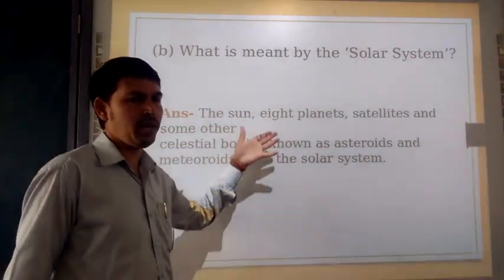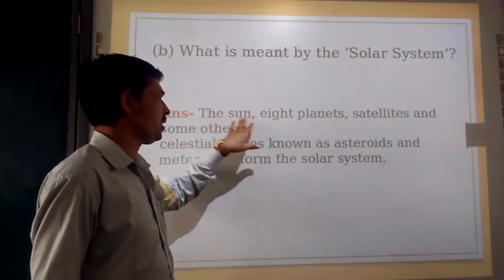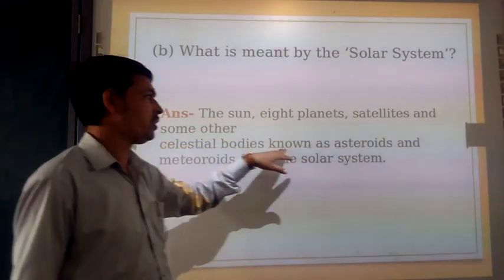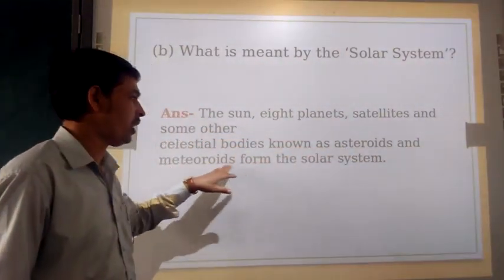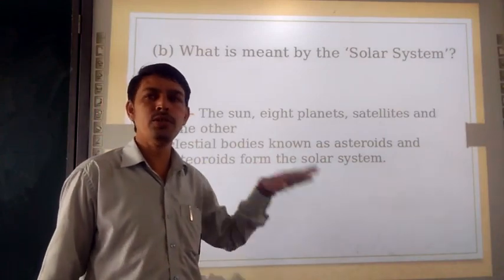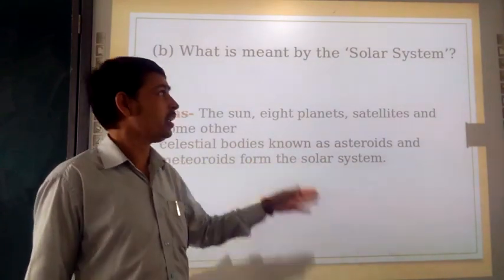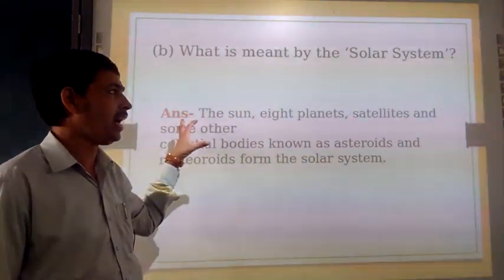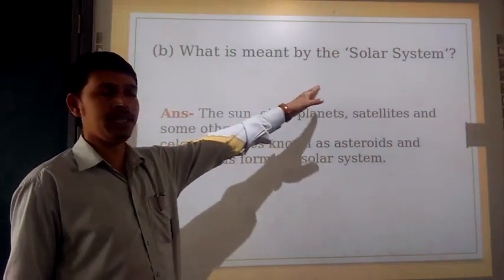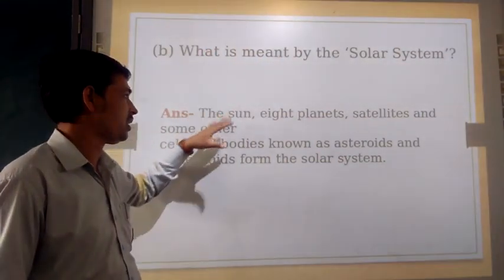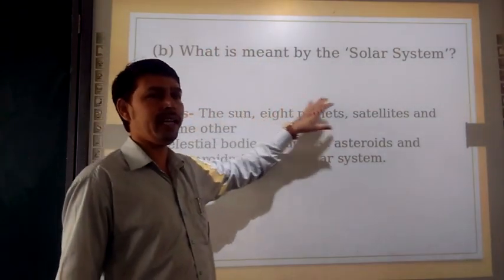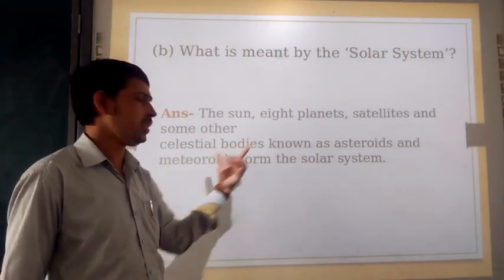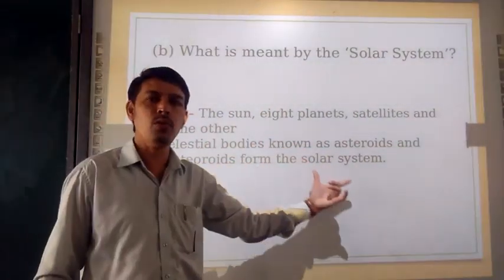I am showing you the answer from the textbook. The Sun, the 8 planets, satellites, and some other celestial bodies known as asteroids and meteoroids form the solar system. You can also write your own definition of what the solar system is. The solar system is the system of the Sun, 8 planets, satellites, and other celestial bodies like asteroids and meteoroids.